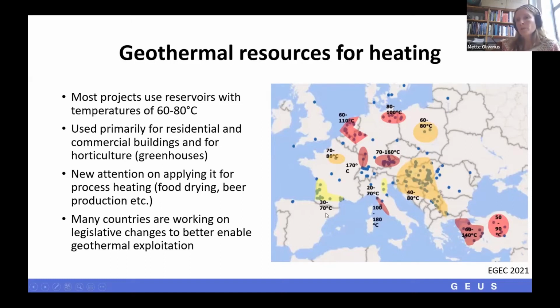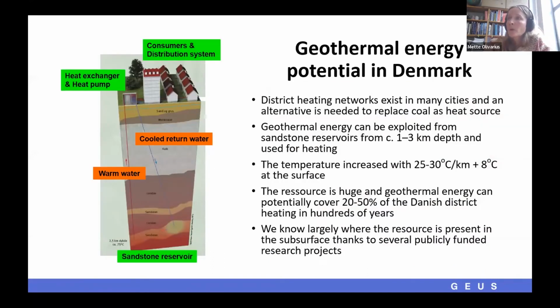And then many countries, including Denmark, are working on some legislative changes to better enable geothermal exploitation, because not all the rules are really fitting for this new type of technology. So in Denmark, in many cities we already have district heating networks, and we need an alternative to replace coal as a heat source. And then geothermal can be exploited from sandstone reservoirs from about 1 to 3 kilometers depth in Denmark, and then used for heating.